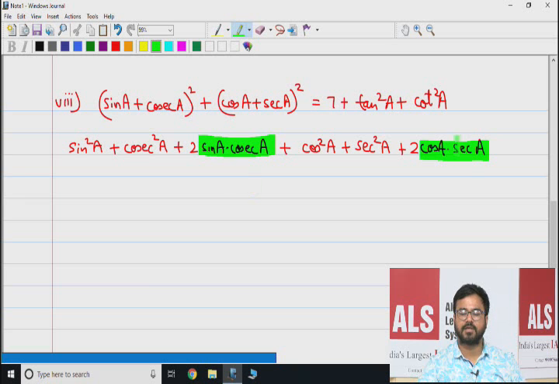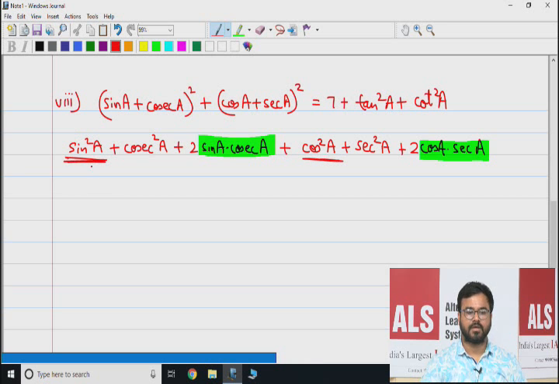Similarly, cos can also be written as 1 upon sec, and they will get cancelled out. And the next step here, this thing, 2 sine square A and this cos square A. These two things, sine square A plus cos square A, will become 1, plus cosec square A, we can write this 2 only, plus sec square A plus 2.